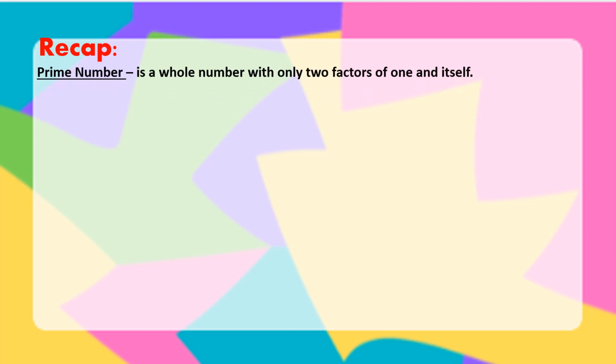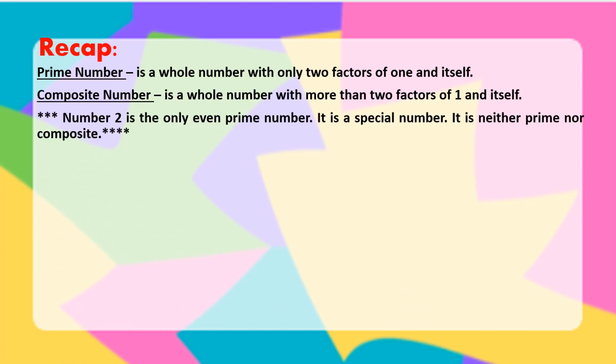Okay, so before we start our topic today, let's have first a recap of the different definition of terms that we need to know. First is the prime number. It is a whole number with only two factors of 1 and itself, while a composite number is a whole number with 2 or more factors of 1 and itself. Number 2 is the only even prime number. Number 1 is a special number. It is neither prime nor composite.